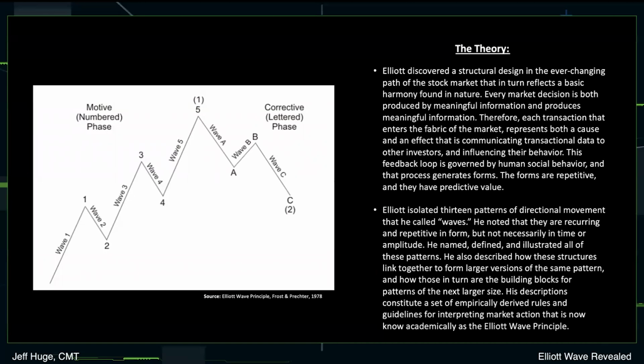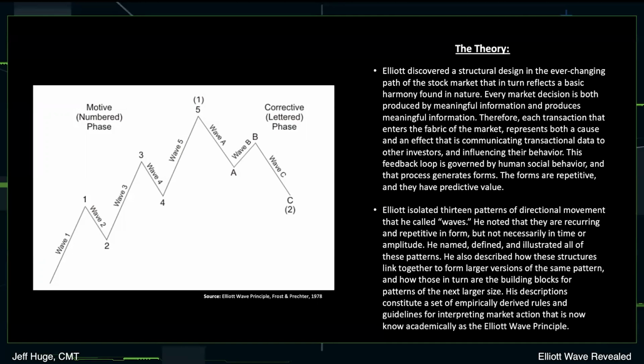And therefore, each transaction that enters the fabric of the market represents both a cause and an effect that is communicating transactional data to other investors in real time and influencing their behavior. And this feedback loop is governed by human social behavior, and that process generates forms in the market, right? And those forms are repetitive and they have predictive value. That's basically the crux of Elliott's theory.